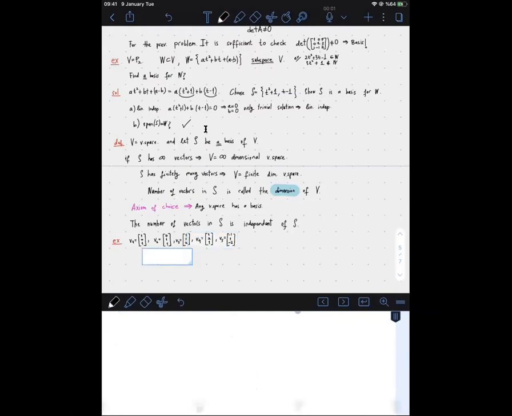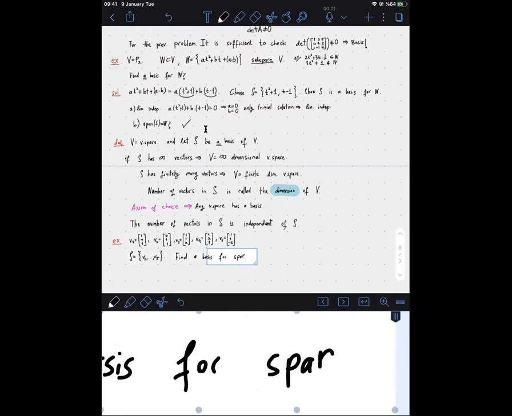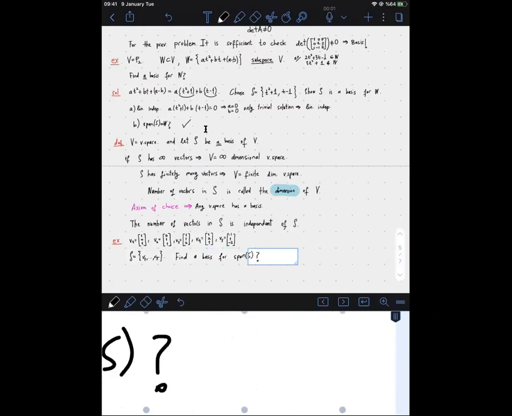Now what is the question? Let's call these 5 vectors the set S. The question is this: find a basis for the span of S. We should omit some vectors. Yes, we will omit some of the vectors.